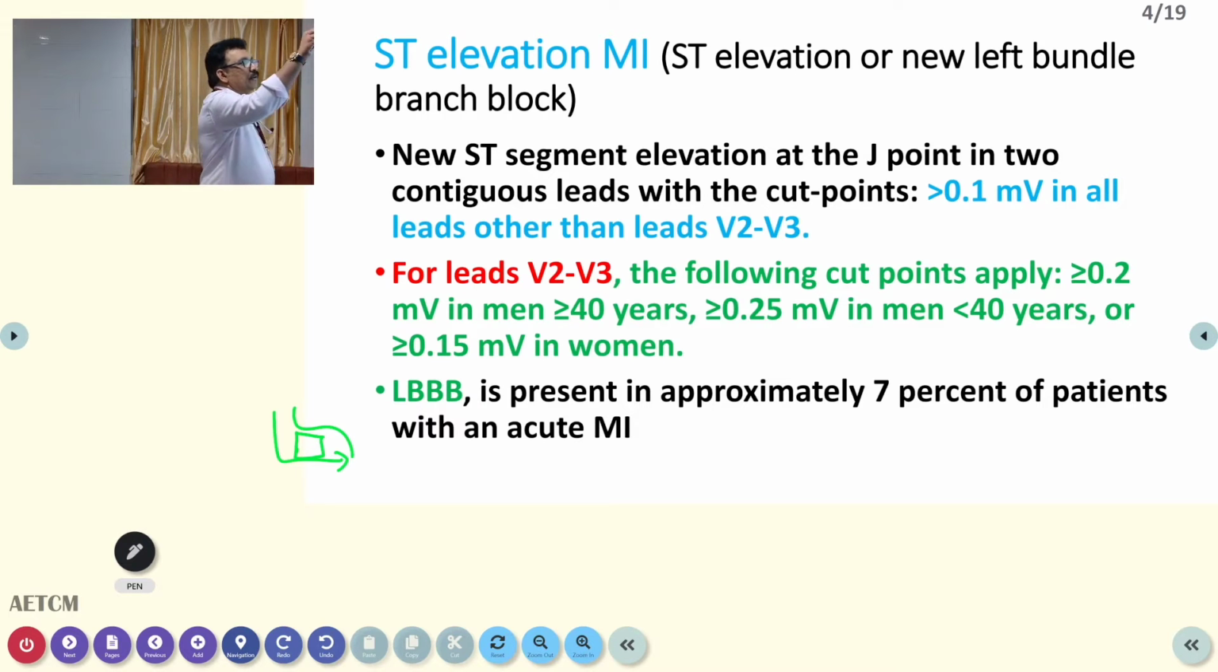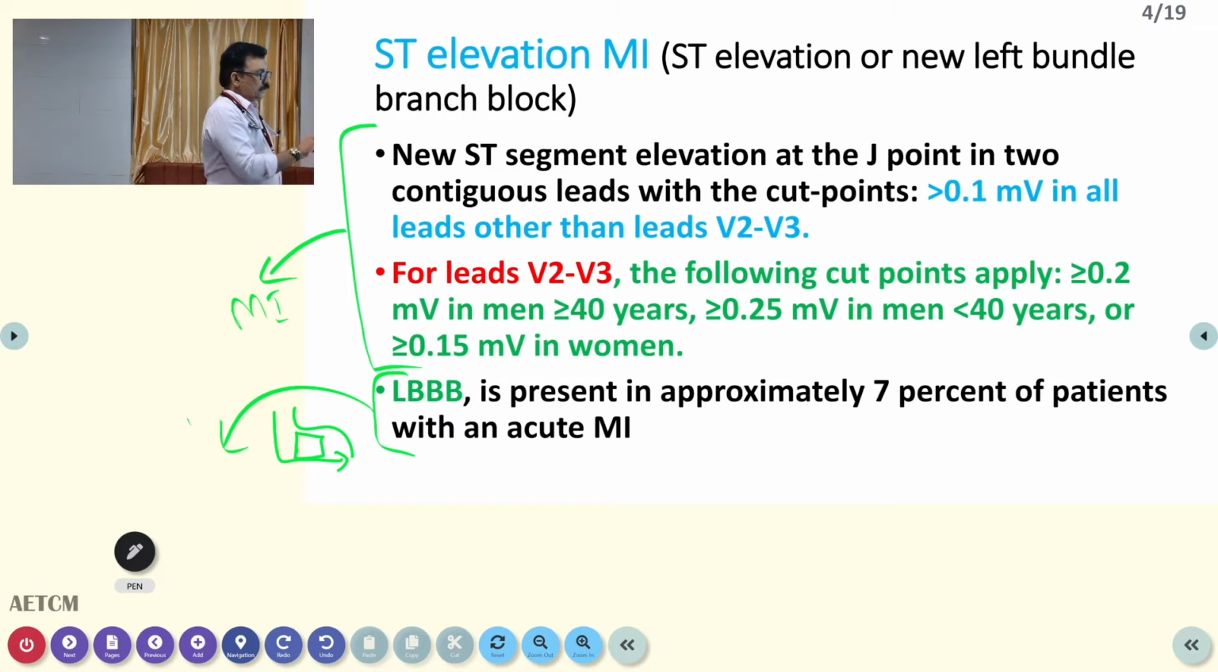So don't think that only ST elevations in ECG will produce a diagnosis of MI. Even acute onset of LBBB with elevation of cardiac enzymes also has a diagnosis of MI. Now, one more important thing: if ST elevation is there, but cardiac enzymes are not elevated, then it is not myocardial infarction.